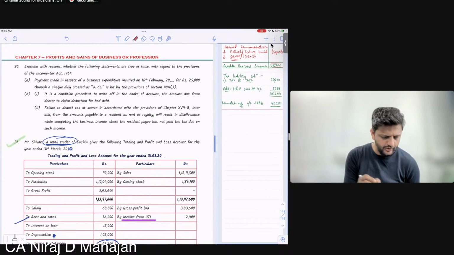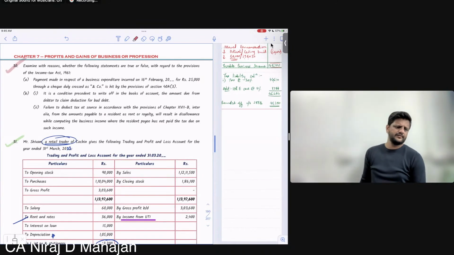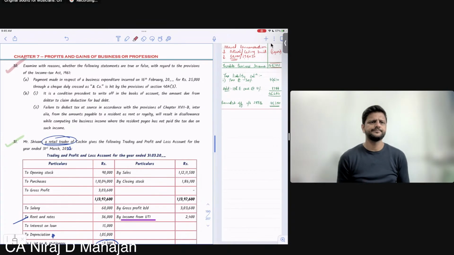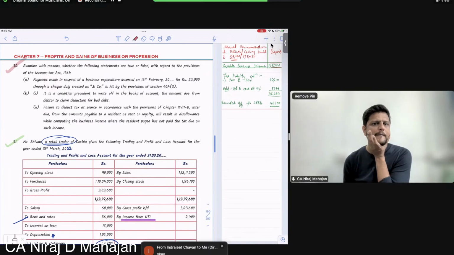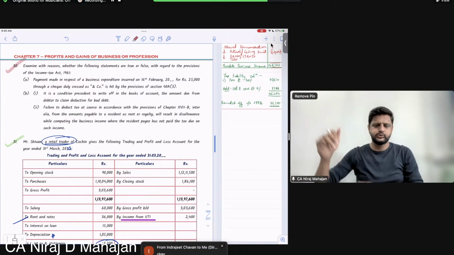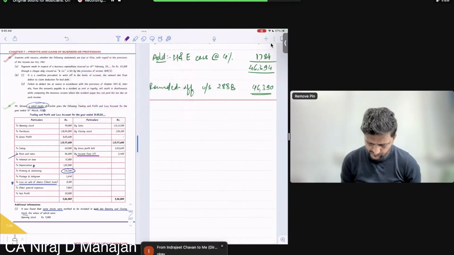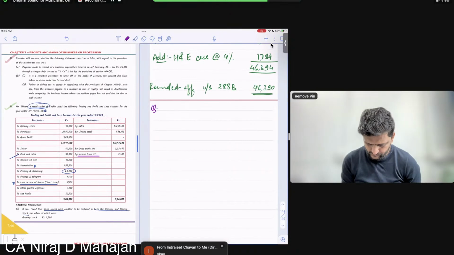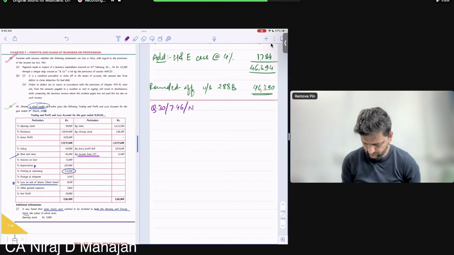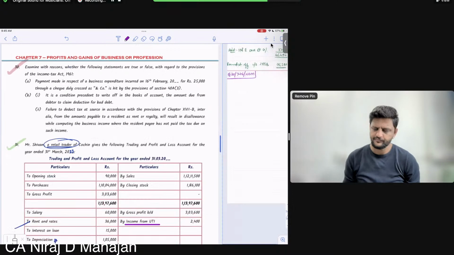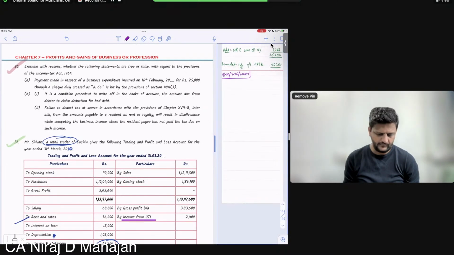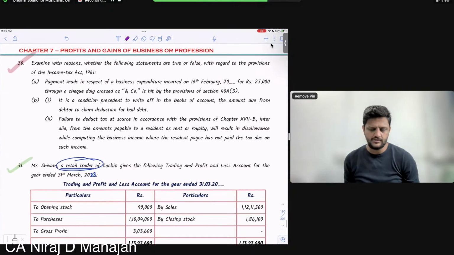30th, I think I had given you for homework, or I don't know. Did I? No, na? So can we solve? Ready, everybody? Question number 30. Examine with reasons whether the following statements are true or false with regard to provisions of income tax.